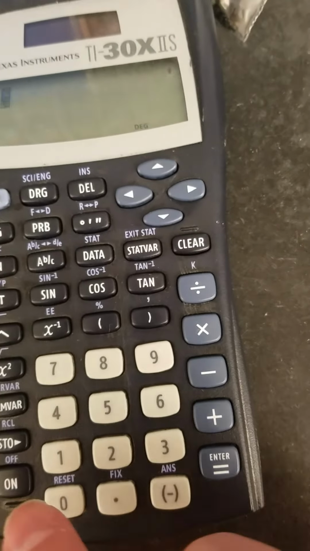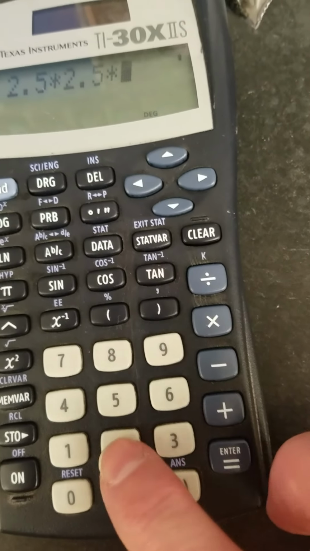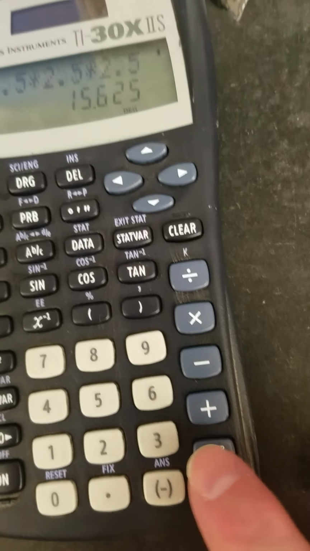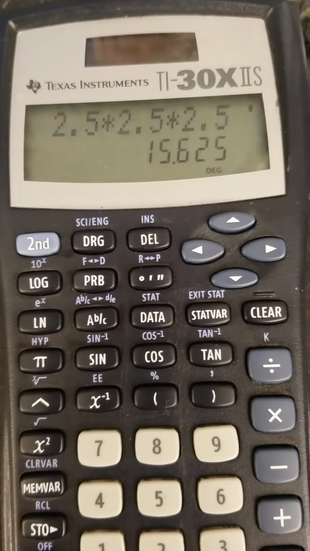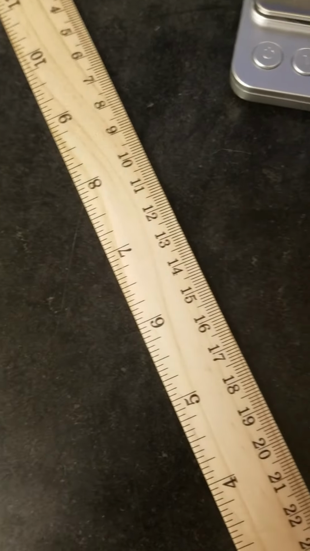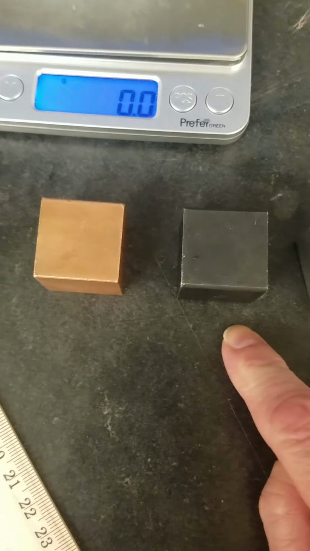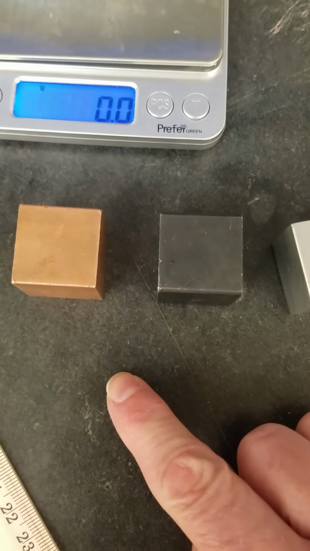Oh, it helps to turn it on. 2.5 times 2.5 times 2.5 equals 15.625. Okay, so that is going to be the volume actually on all three of these cubes because they're all the same size. So now we know the volume on all of them. We could weigh the others.